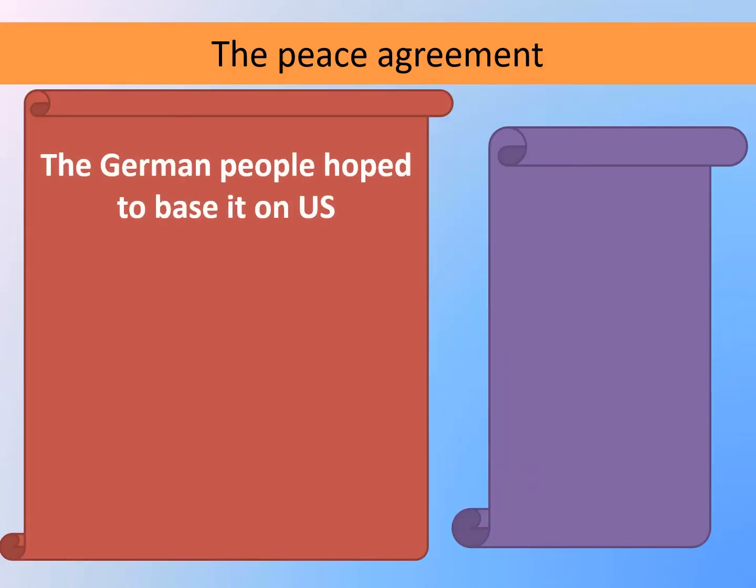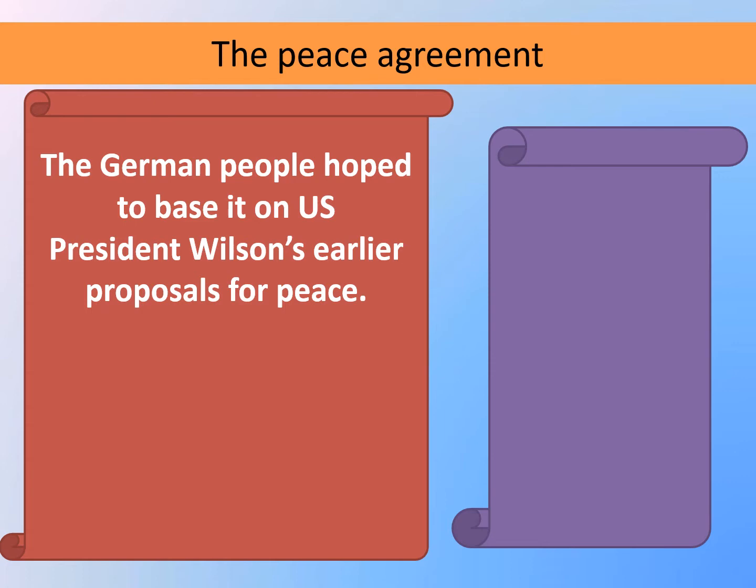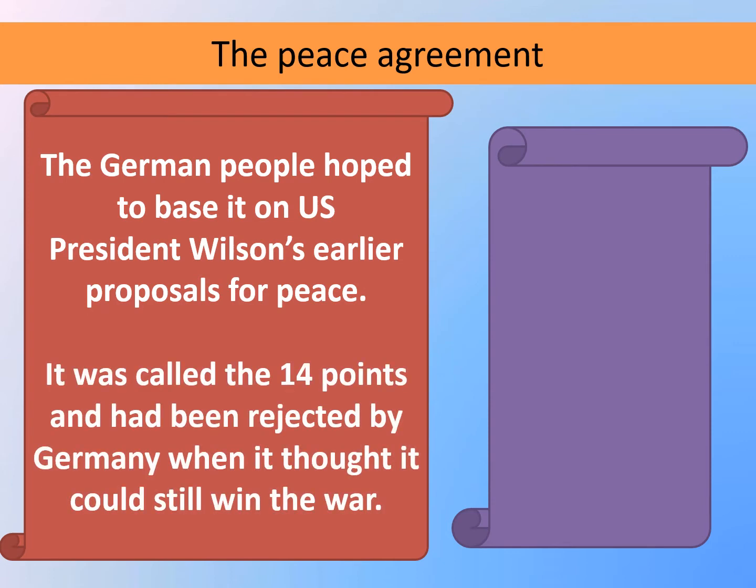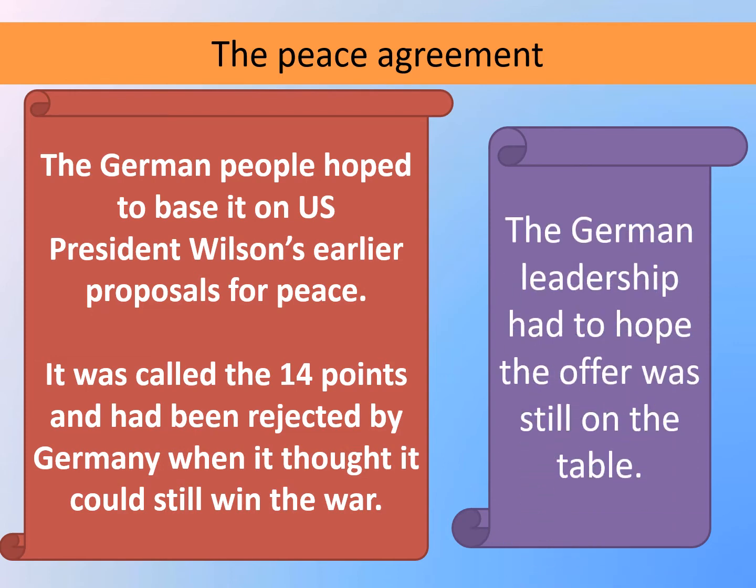So the peace agreement itself, the German people hoped that it would be based on what had been presented to them previously during the war, a document called President Wilson's 14 Points for Peace, which had been created by the US President Woodrow Wilson at this point in time, and outlined 14 clear things that Germany and the Allies would do to create a peace agreement. Now, when these 14 points had been given, it had been rejected by Germany because they were very sure they could still win the war at that point in time, and they weren't even willing to entertain it. So basically what they now hoped was that that offer of peace in that same format would still be on the table and available to them if they actually would now agree to it.